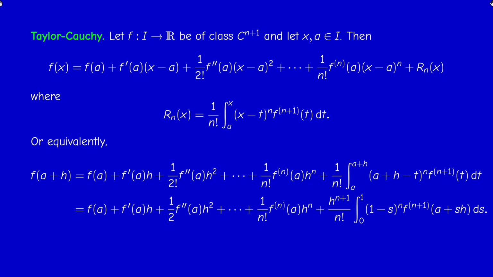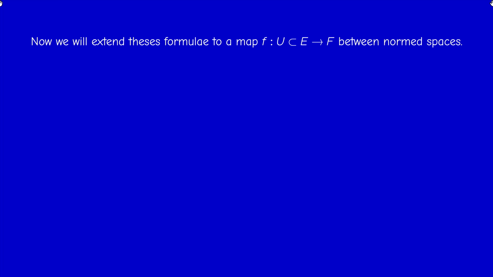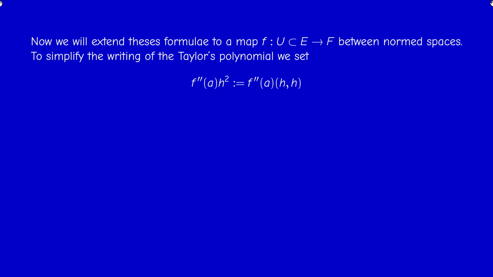So these are the three forms of Taylor's formula that we prove in first year. Now, as you expect, our target is to extend these three formulas to the case of a map between normed spaces. But for this, we have to give a new meaning to the notion of Taylor's polynomial.